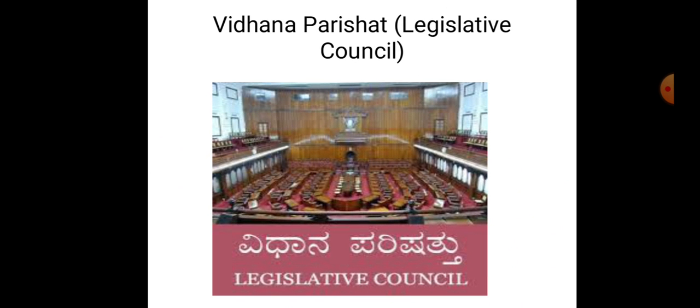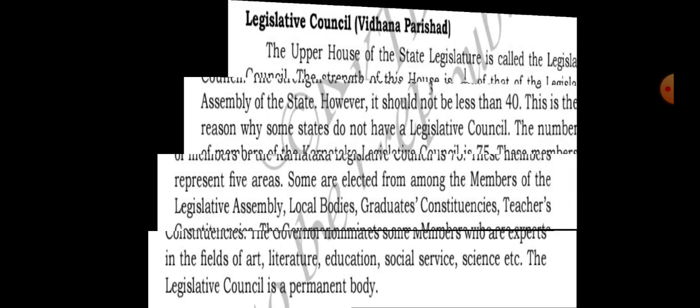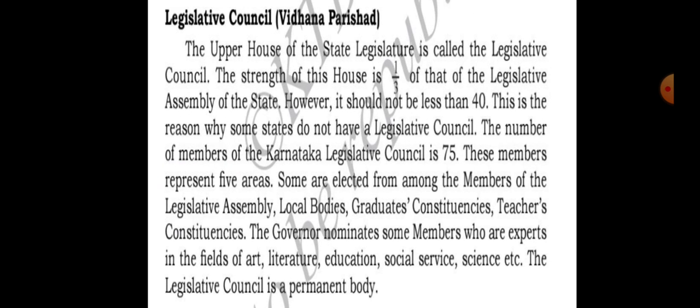So here is a picture of our upper house of the state legislature, that is called Vidhana Parishad or legislative council. Now let us see how our legislative council is formed. The upper house of the state legislature is called legislative council or Vidhana Parishad. The strength of this house is 1/3 of the legislative assembly of the state. However, it should not be less than 40. This is the reason why some states do not have a legislative council.